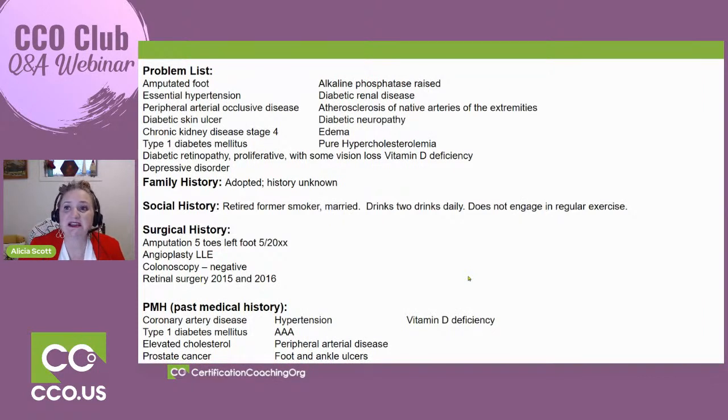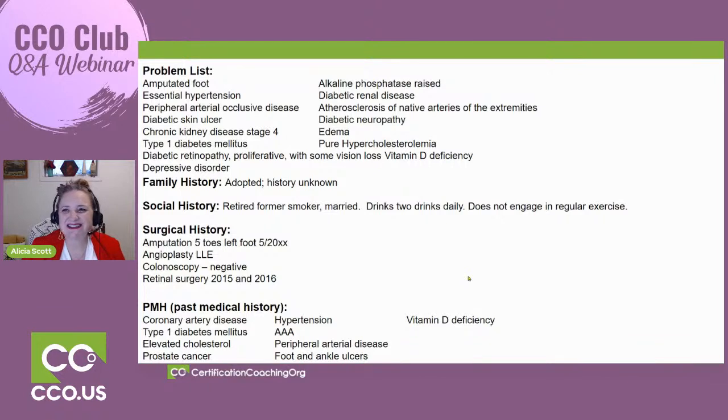So we have CKD, it's staged there on the problem list, but we got to have more. We have type 1 diabetes. So this is not going to be an E11. These are E10 codes, type 1 diabetic. We have retinopathy. We have a depression. We have renal atherosclerosis, neuropathy, edema, which comes with having all that other stuff, and hypercholesterolemia. All right. Ooh, he was adopted, and history unknown, other history.